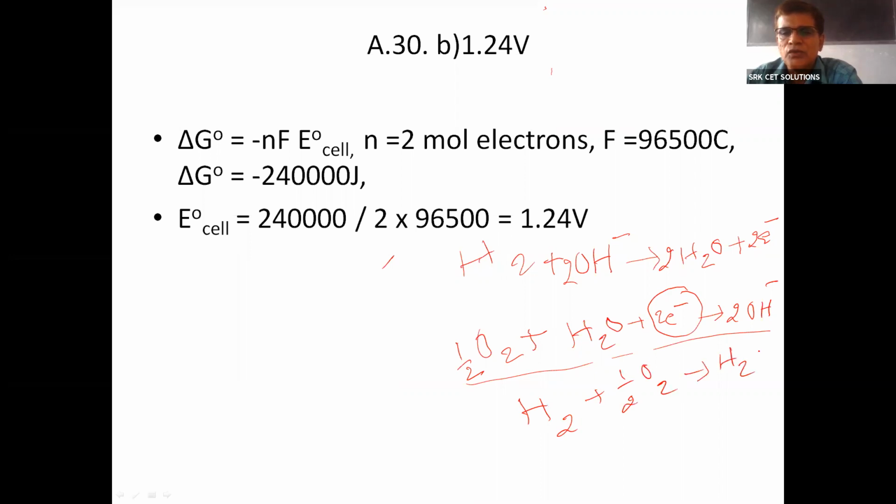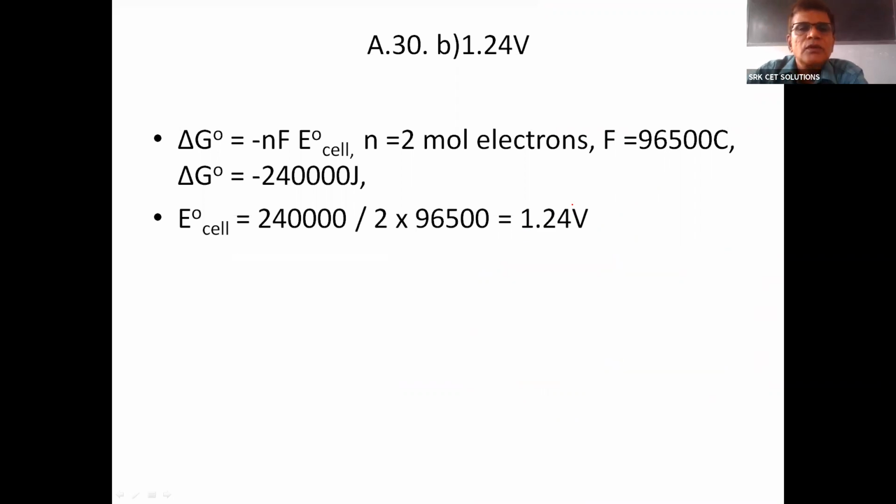That is the advantage of the hydrogen oxygen fuel cell, where the product is harmless, that is, it will not cause any pollution. So now you have the E naught cell positive, that is 1.24 volts. How much is the voltage or the output of the hydrogen oxygen fuel cell? That is 1.24 volts. So that's about this topic.